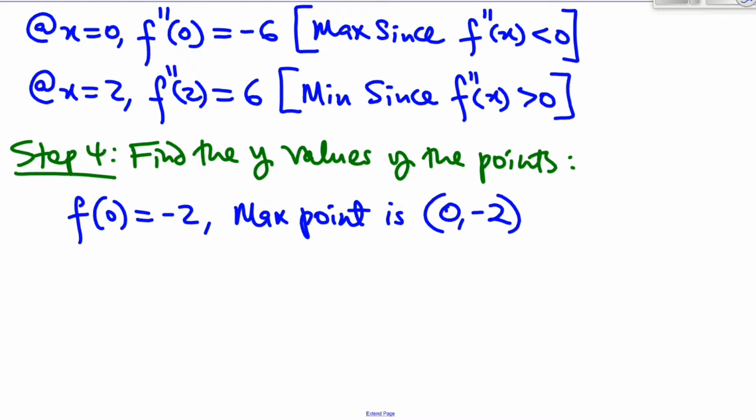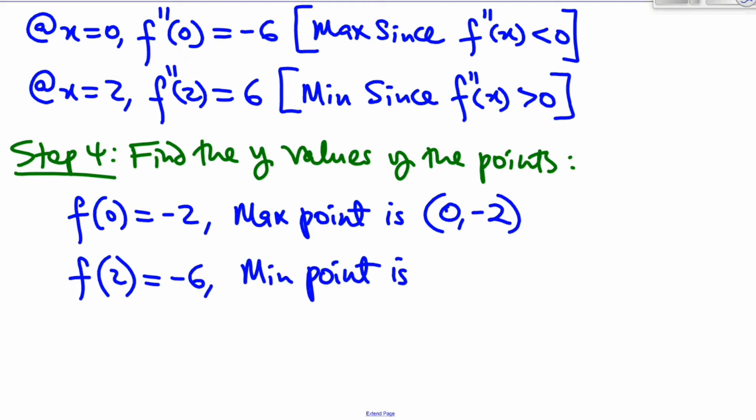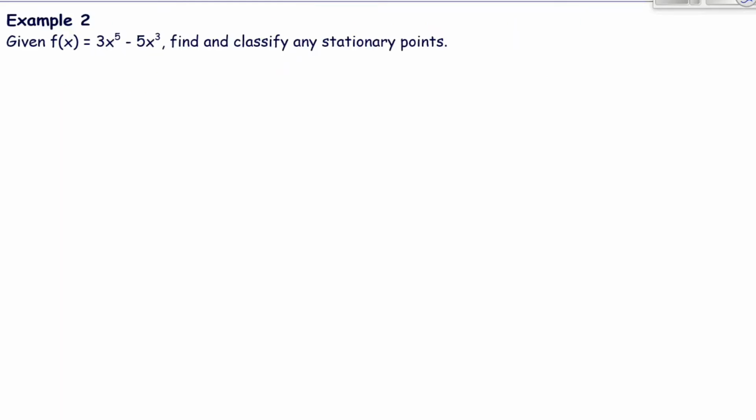Okay, and then the same applies to 2. You plug 2 into the original function, get negative 6. So the minimum point is 2, negative 6. Remember you have to plug these x values into the original function. Okay, next example.